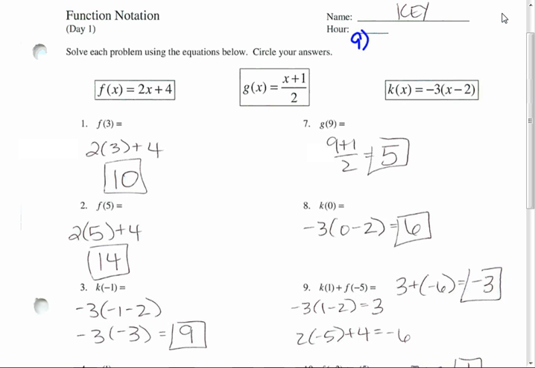Revision day 2. We're going to go over homework first, which I don't usually do. And then we're going to go on and do it just a tad more.